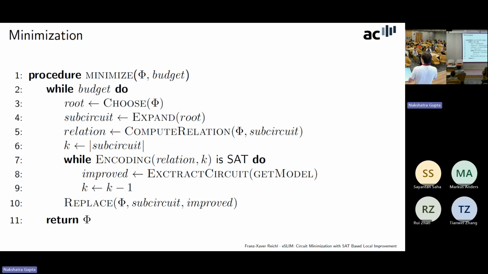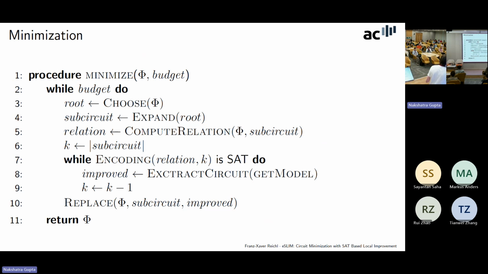So as I said, here we need some size. And for the size, we use the original size. And then we just decrement this size until the encoding gets unsatisfiable. And this means that the last value for K for which the encoding was satisfiable is the minimum size. We can then get the actual circuit from the satisfying assignment, and we can use it to replace the original circuit.